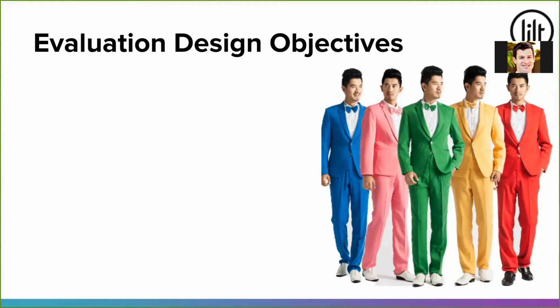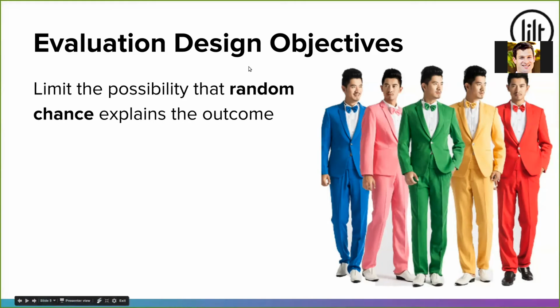So this is a principle known as repeatability. We want to have a design that's set up so that if we were to run it with different people and different types of content, we'd get the same answer. This gets at one of the fundamental goals of an experimental design, which is that you want to limit the possibility that random chance explains the outcome.